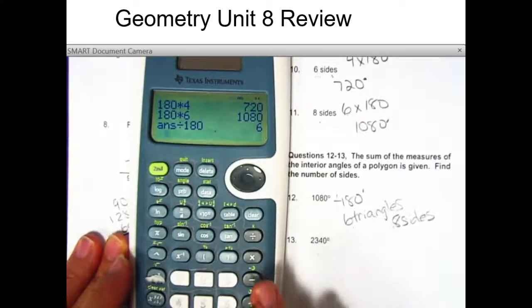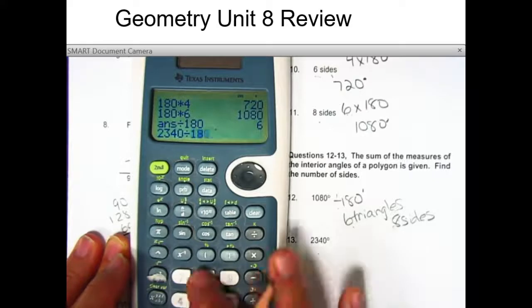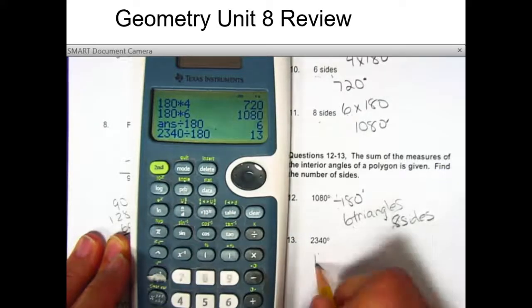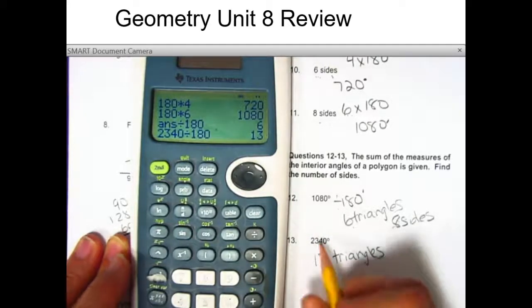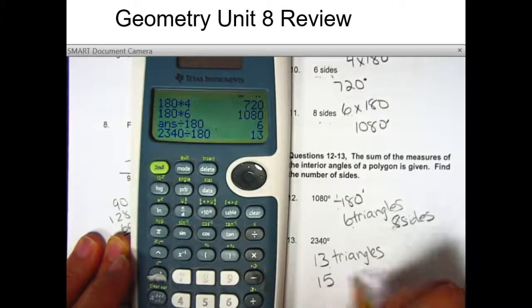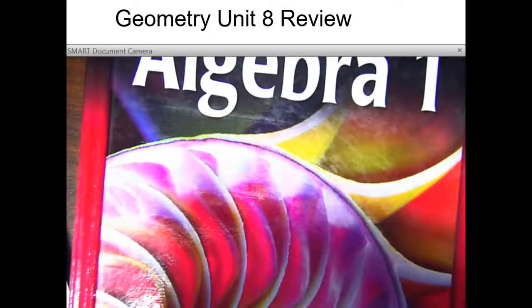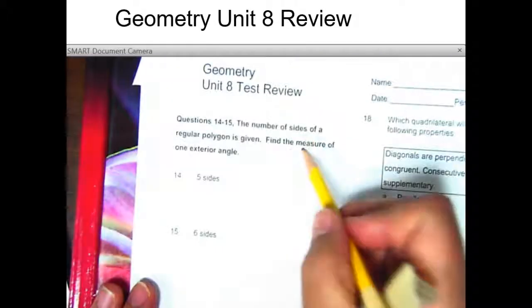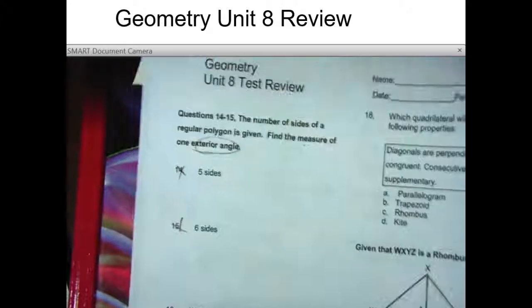So here we have 2340, and we're going to divide by 180. And we get 13 triangles. It would take 13 triangles to get that many degrees. So if it's 13 triangles, then the shape has to have 15 sides. Okay, let's continue. Okay, we're not working with exterior angles, so I'm going to skip 14 and 15.